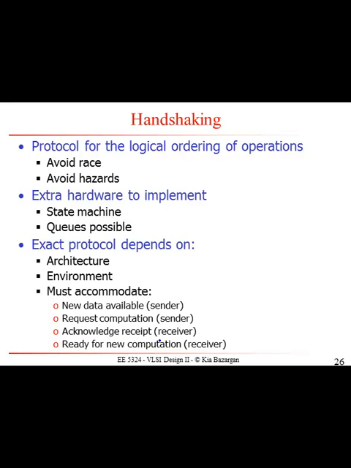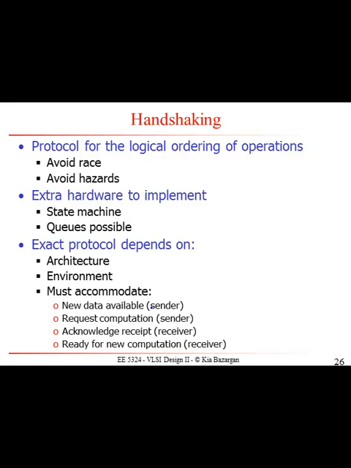And also you want to make sure that you're avoiding hazards. You want to make sure that you really wait for the done signal from your unit before you tell the next pipeline register that it can fetch the data. There are multiple ways of doing the handshaking. Basically, you use state machines to essentially provide this handshaking and coordinate the operations.